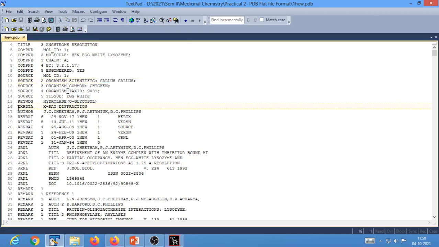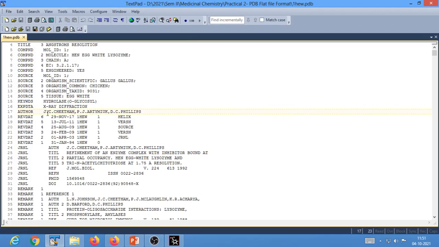Then there is, if the line begins with, this keyword is used for telling the user what was the experimental method used to obtain the structural data of this protein. So this particular protein was solved using the technique called X-ray diffraction. There are other techniques like NMR by which the structure of a protein can be determined, but this particular protein was solved using the experimental technique called X-ray diffraction.